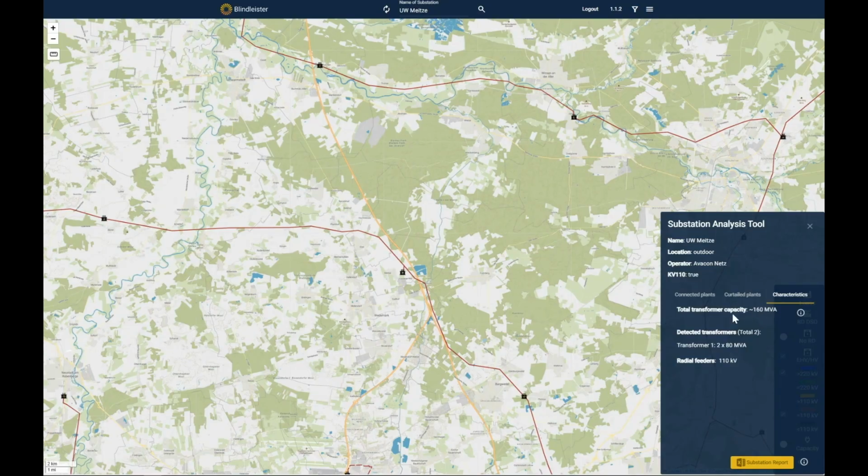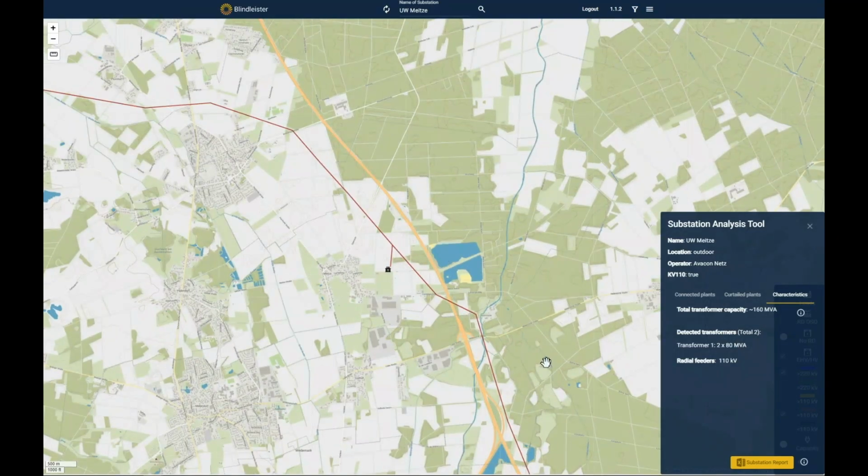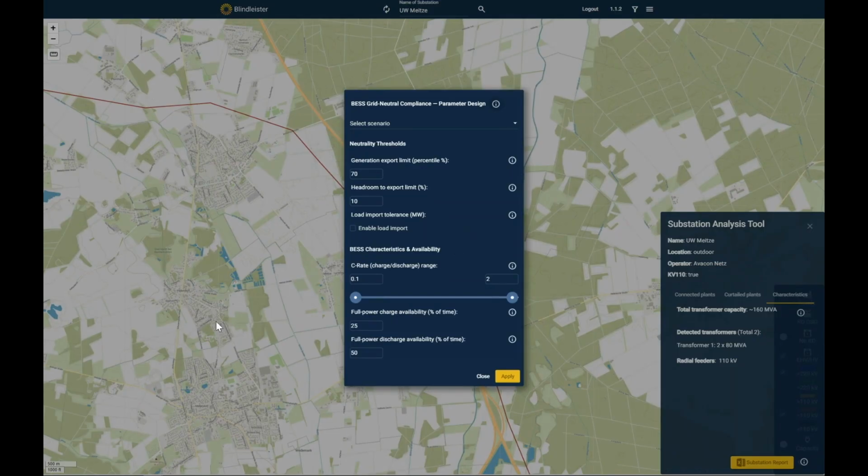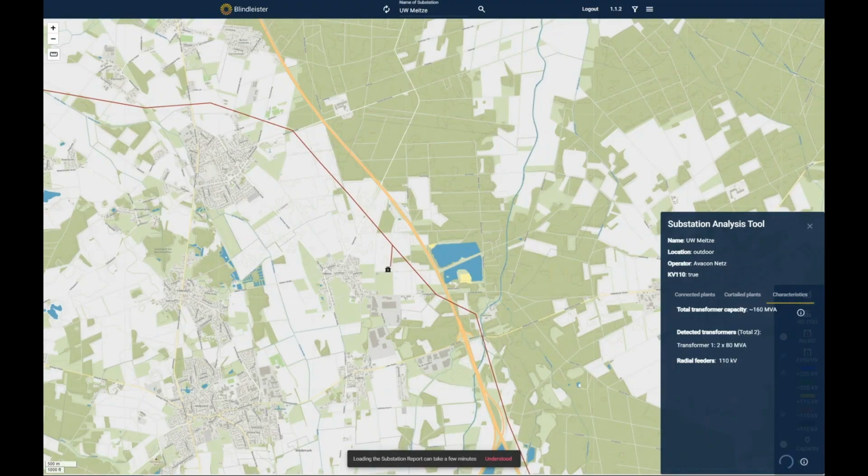We have identified through satellite images 2 transformers with a capacity of around 80 MVA, and it's a radial feeder, so the substation is ending and not continuing with another line here. So this is important, and based on that, we can generate a substation report, which gives a very insightful view onto the 15 minutes generation and also the load in 15-minute steps in this area. We just do apply, and it needs some time.